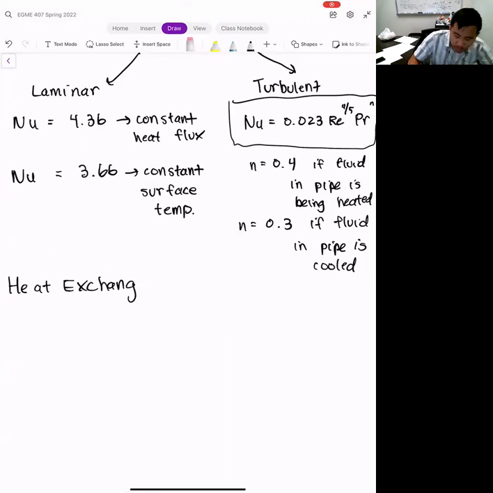Heat exchangers are a very unique unit because it's very similar to our discussion on fins, where from a physics point of view, we're not covering anything new here. Heat exchangers are basically an applied example of internal flow.